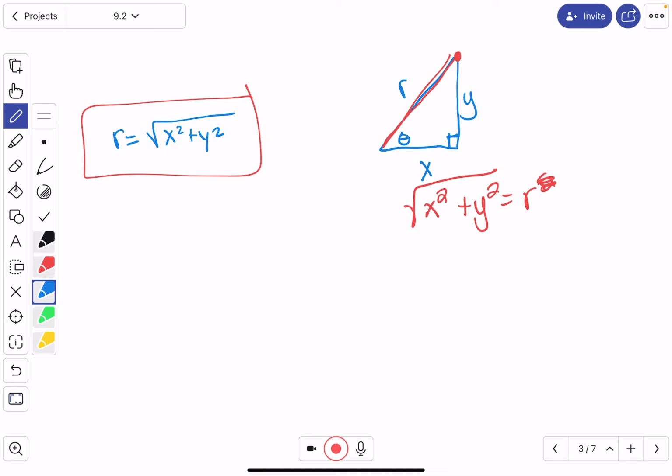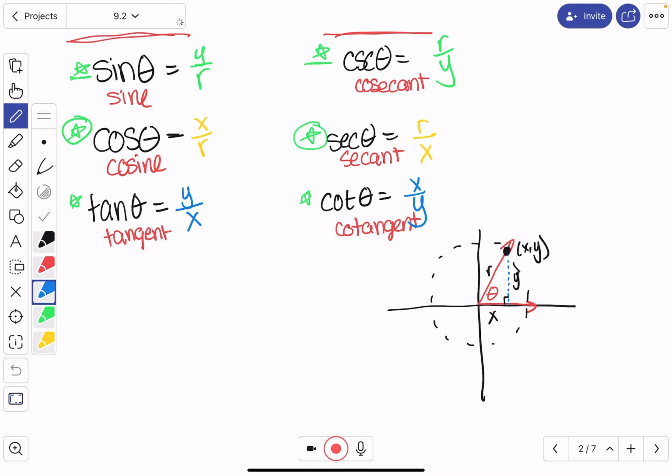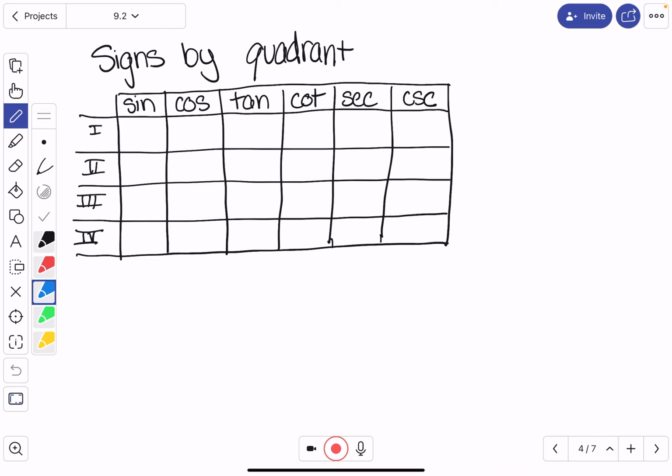Now on a graph, we have 4 quadrants. Quadrant 1, quadrant 2, quadrant 3, and quadrant 4. Here, x and y are both positive. Here, x is negative, y is positive. Here, they're both negative. Here, x is positive, y is negative. So in finding those, when you plug them in for your x and y's, you're going to always have certain signs for each thing. So in quadrant 1, everything's positive because all the x's and y's are positive. So whether you have x over r or y over r, they're all going to be positive.